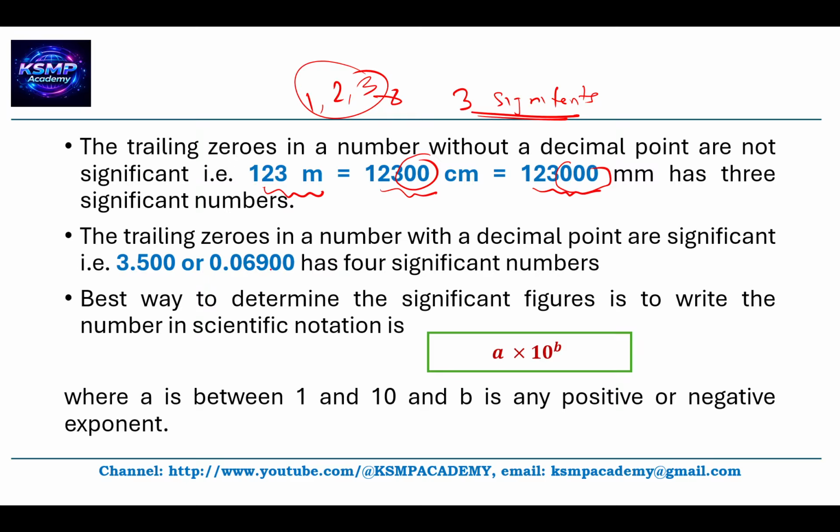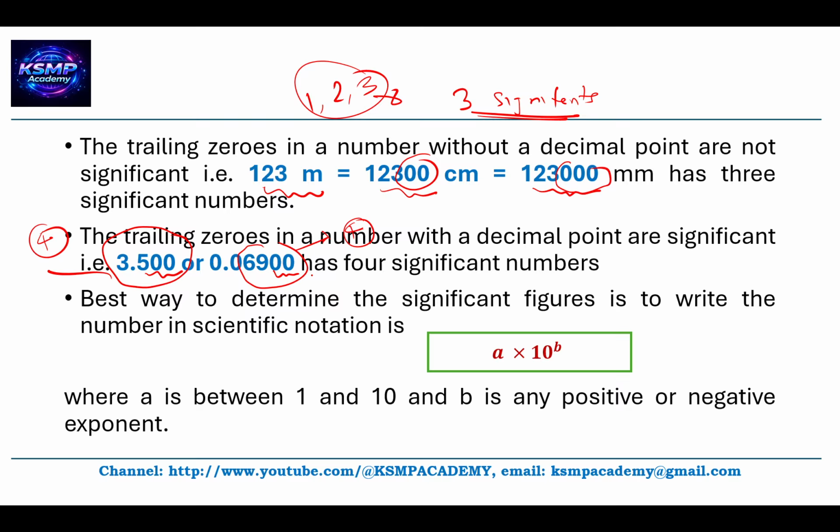The next rule is for trailing zeros. If we have a number with a decimal point, then the trailing zeros on the right-hand side are significant. Look here, these are 2 zeros on the right-hand side. Also here, 2 zeros on the right-hand side. So these are significant, and here we have 4 significant figures. Here again we have 4 significant figures, and zeros to the left are not significant.